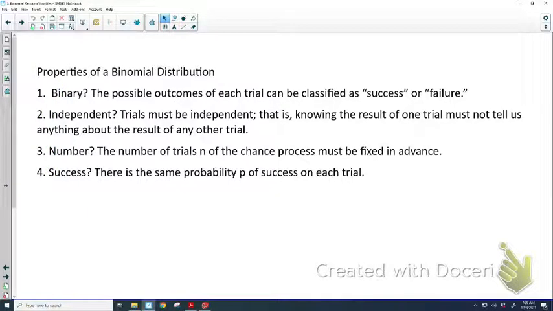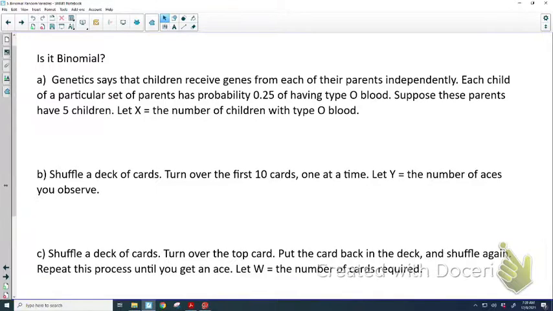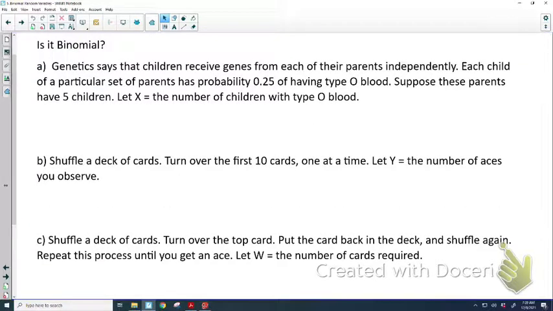So moving on. What about these 3 scenarios? Are they binomial? Maybe hit pause, walk through the 4 properties, and check. I'm going to do it right here. I'm going to write down all 4 properties and check each one.